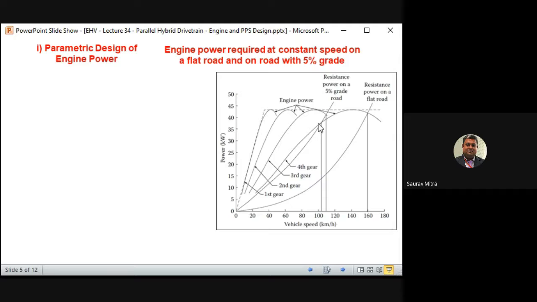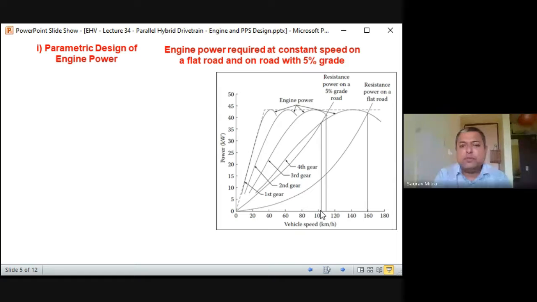Wherever this point is cutting, it is cutting at around 103 kilometer per hour. So this grading line is cutting the fourth gear at around 103 kilometer per hour. Discussion will happen on this. That means if the road is 5% graded and we are using the fourth gear, the maximum speed we can reach is 103 kilometer per hour. At 103 kilometer per hour on the fourth gear, we can very easily travel through this 5% grade road.